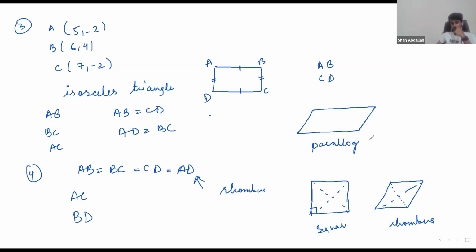Ma'am, the diagonals should be equal. Exactly. So again, you will check the diagonals, because in a parallelogram, this diagonal is shorter. So if the diagonals are also coming out to be equal, then it is a rectangle. If not equal, it is a parallelogram. Got it? Okay, ma'am.